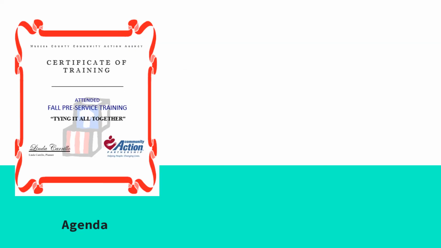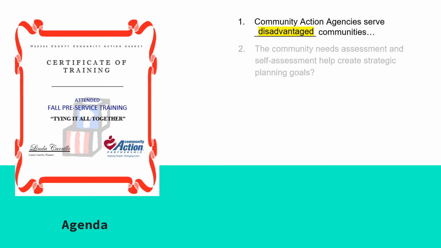It is now time to complete our training agenda. Number 1. Community action agencies serve blank communities. The answer is community action agencies serve disadvantaged communities. Number 2. The community needs assessment and self-assessment help create strategic planning goals. True or false? The answer is true. We use both reports to help plan for the future.